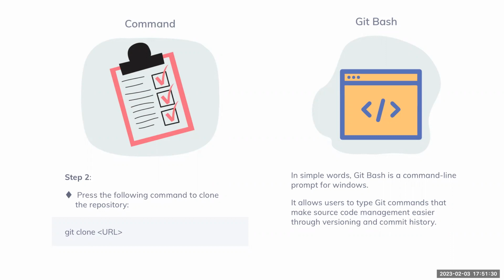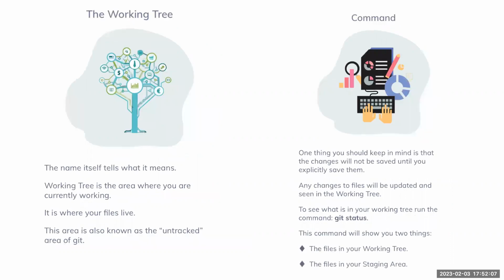If we are discussing the commands, where do we use these commands, right? We have Git Bash, which is a command line prompt for Windows. It allows users to type the git commands, like whatever you learned now, git init and git clone. There are a lot of commands that you are going to see, and all those commands can be run in Git Bash. These are very easy commands. Let me go to the next.